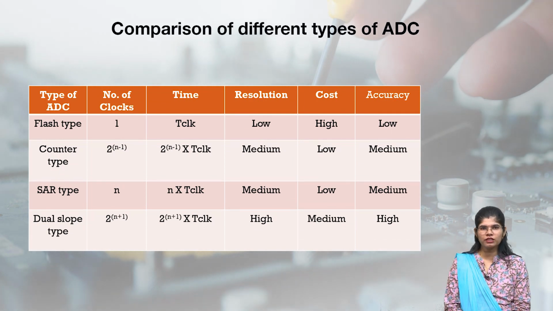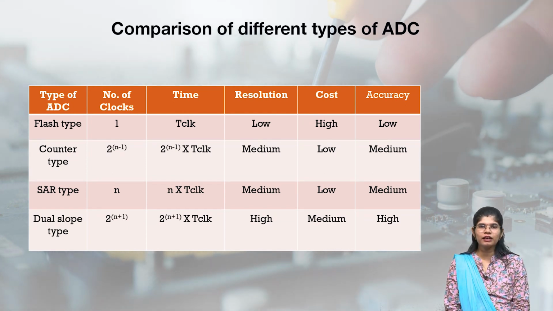If we look at the resolution, the resolution of flash type ADC is low, counter type ADC is medium, SAR type ADC is also medium, but for a dual slope type ADC we get very good resolution, meaning high resolution. If we look at the cost, flash type ADC is very costly, its cost is high because we need too many components here. The cost for counter type ADC and SAR type ADC is low, and for dual slope ADC the cost is medium. And if you look at the accuracy, flash type ADC is least accurate, counter and SAR type ADC are more accurate compared to flash type, but the dual slope type ADC is the most accurate among all.